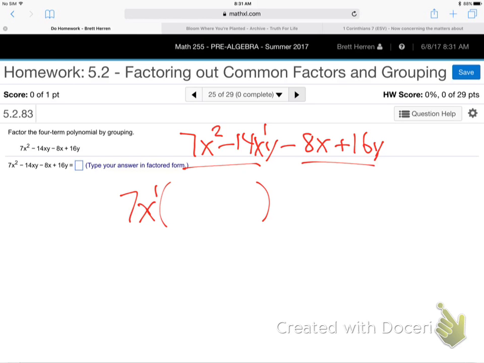What does that leave on the inside? 7x to the 1 times x to the 1, and 7x to the 1 times 2y. Good. Bring down the minus in the middle. Everybody okay so far? See how that's right? If I was to multiply those, it would return, okay?